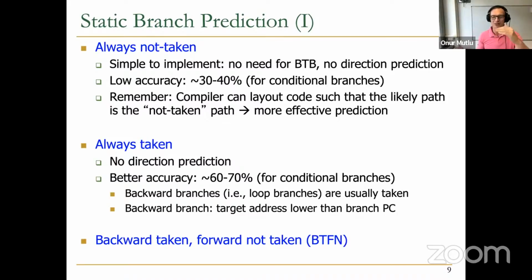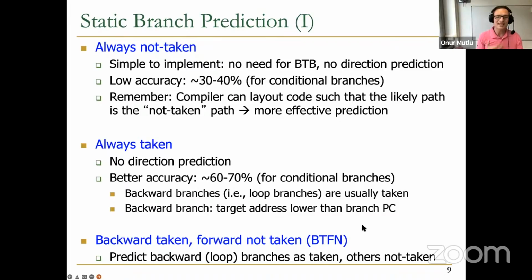Because if you think about the code over here, you have the branch, and then you loop back to an earlier part in the code, and that part has a lower address. That's why this is called a backward branch, basically. I mean, technically, it doesn't have to be that way, right? But anyway, there's also another interesting static prediction mechanism, which is called backward taken, forward not taken, BTFN. This basically tries to distinguish between loop branches and other branches, and it predicts the backward branches as taken and other branches as not taken.